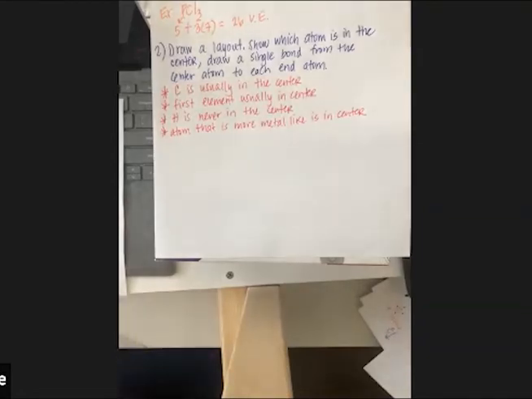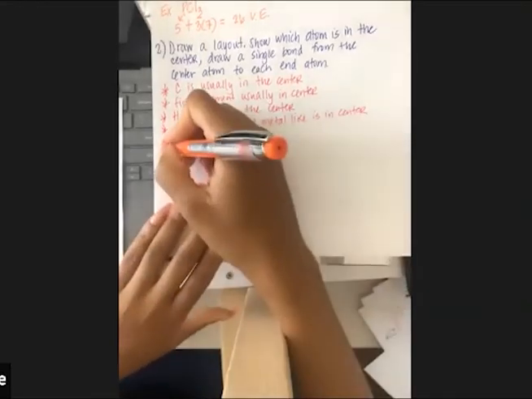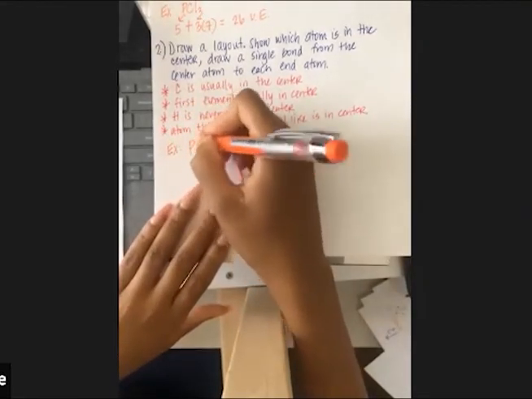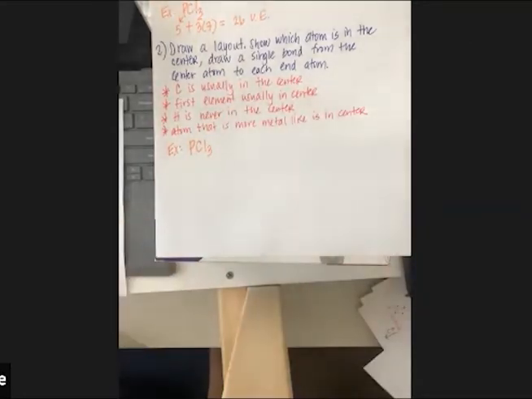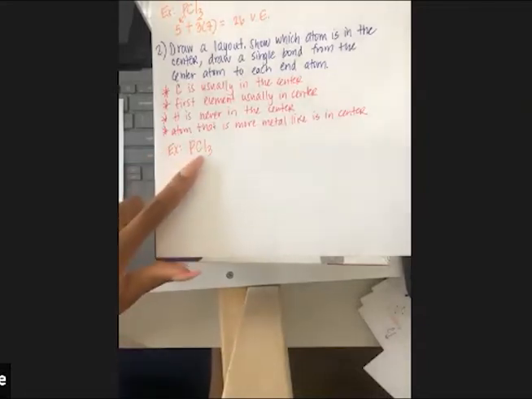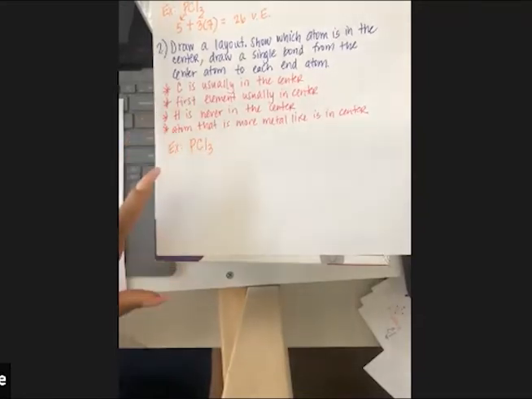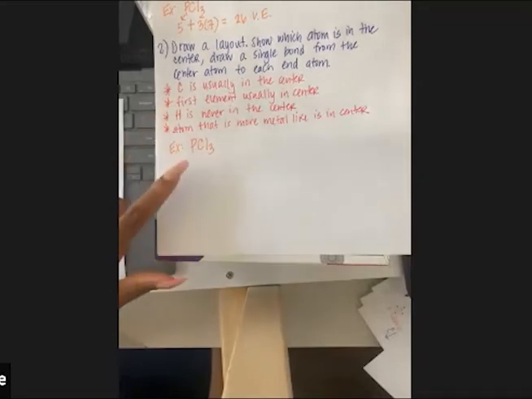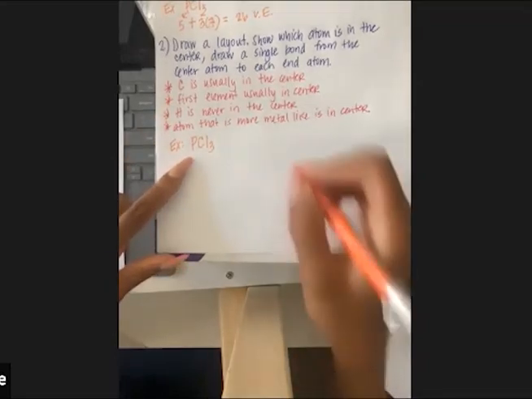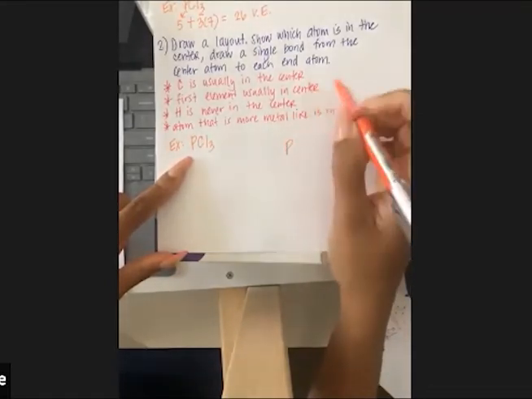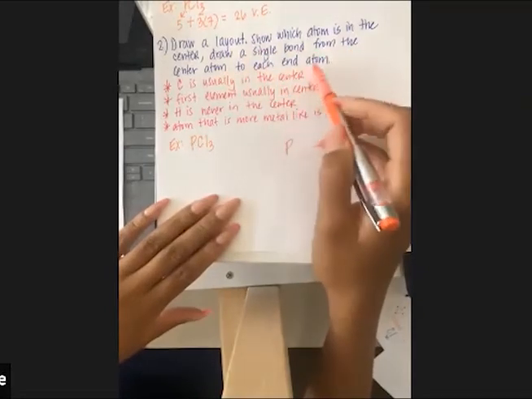But if we go back to our PCl3 example, we're saying that, okay, we don't have a carbon in here. We have phosphorus and chlorine. So we can't say carbon's in the center. So then I can say, oh, the first element's usually in the center. So I'm gonna say my first element, which is phosphorus, I'm gonna put that in the center, meaning I'm just gonna draw it out. And then it says, draw a single bond from the center atom to each end atom.